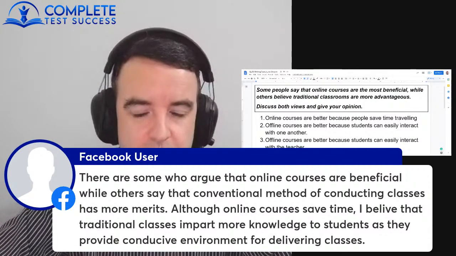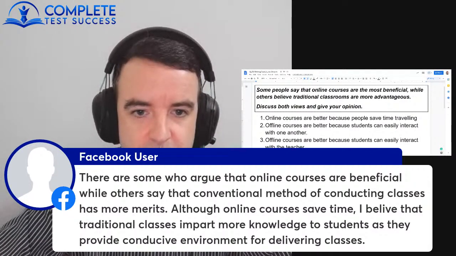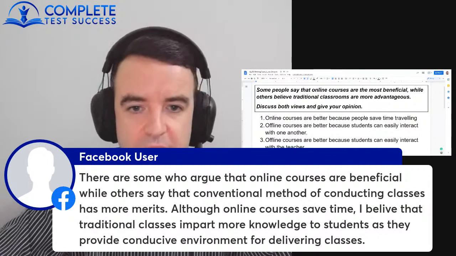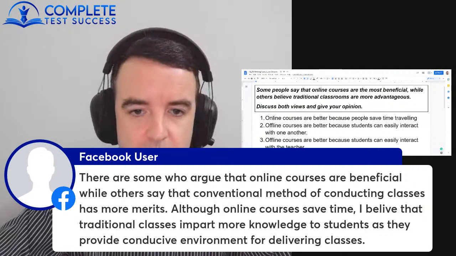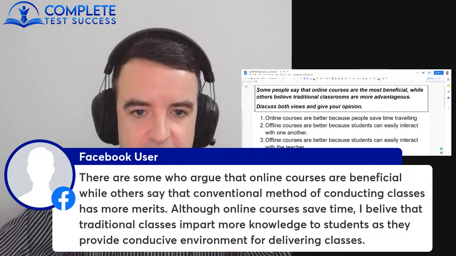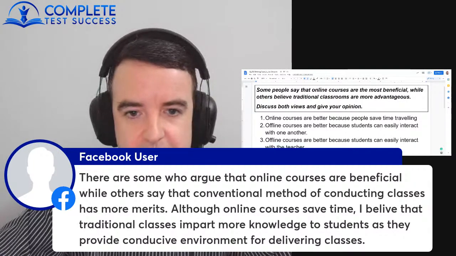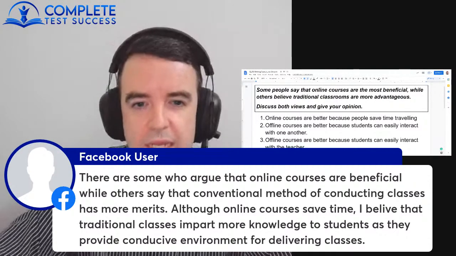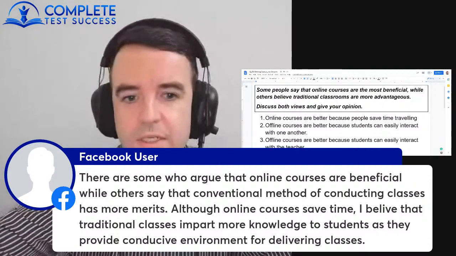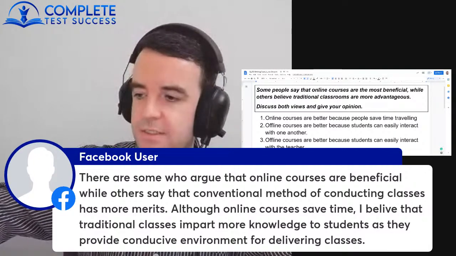Facebook user. There are some who argue that online courses are beneficial, while others say that conventional methods of conducting classes has more merits. That the conventional method of conducting classes has more merits. Although online courses save time, I believe that traditional classes impart more knowledge to students as they provide conducive environment for delivering classes. So that's a bit vague as well. What does that mean, a conducive environment for delivering classes?